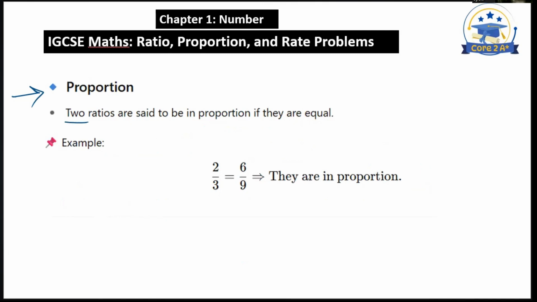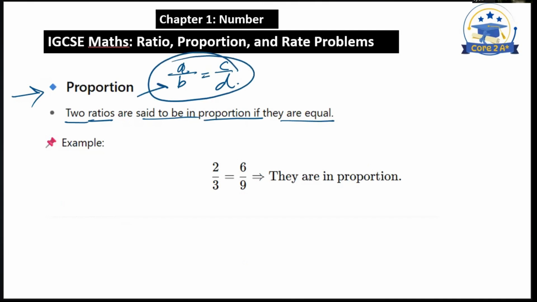Next, what do you mean by proportion? Proportion means two ratios, right? It means two fractions like this: A over B, C over D are said to be in proportion if they are equal. If they are equal, then we would say this is a proportion.